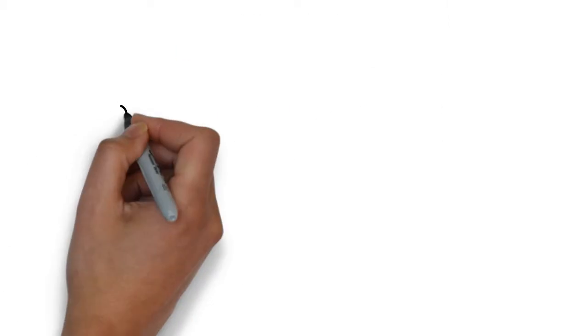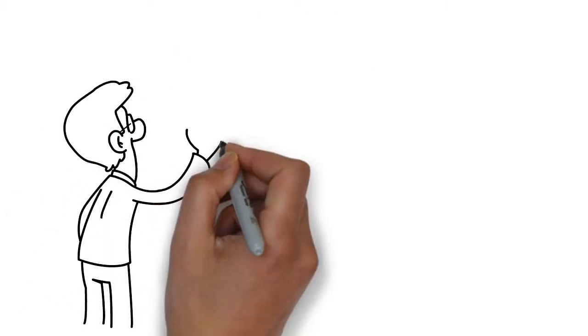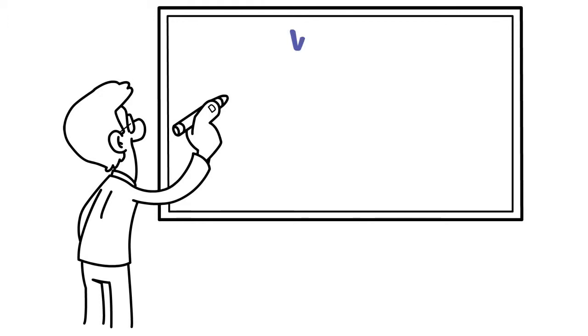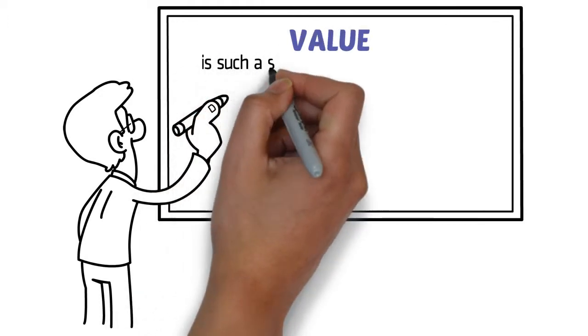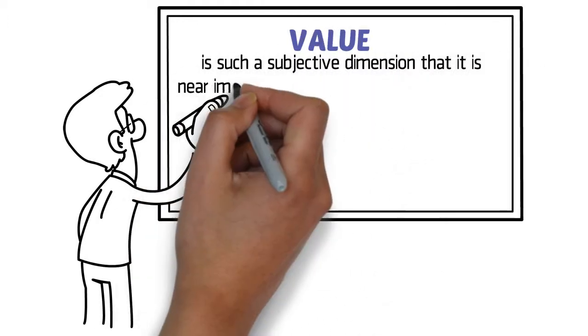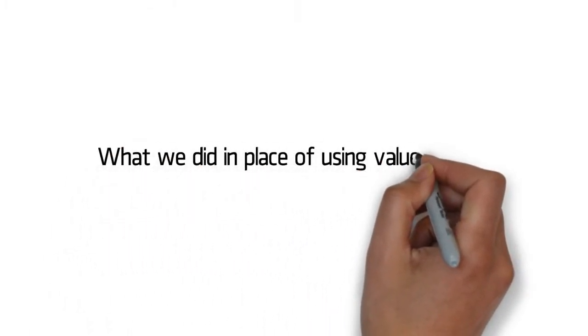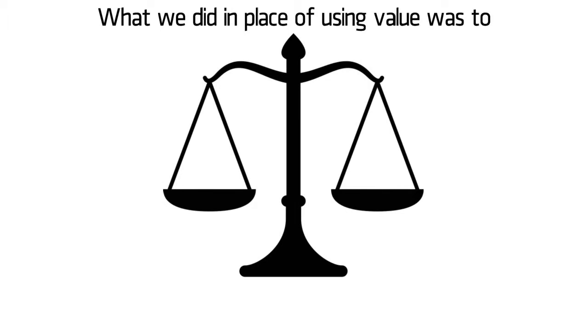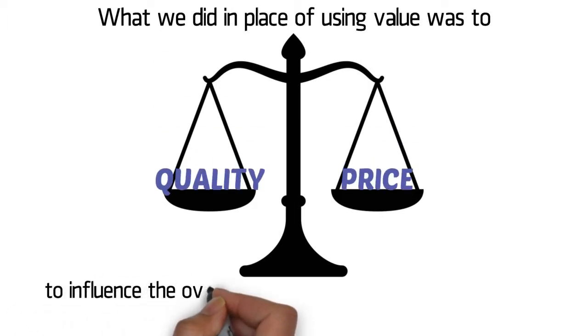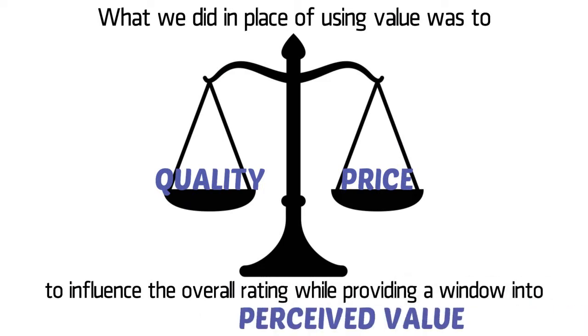The goal was to provide insight into our review, balancing what wallet consumers typically look for when making wallet purchase decisions. One piece of criteria we did not include on purpose is the concept of value. Value is such a subjective dimension that it is near impossible to provide an objective rating. What we did in place of using value was to provide a balance between two criteria, quality and price, to influence the overall rating while providing a window into perceived value.